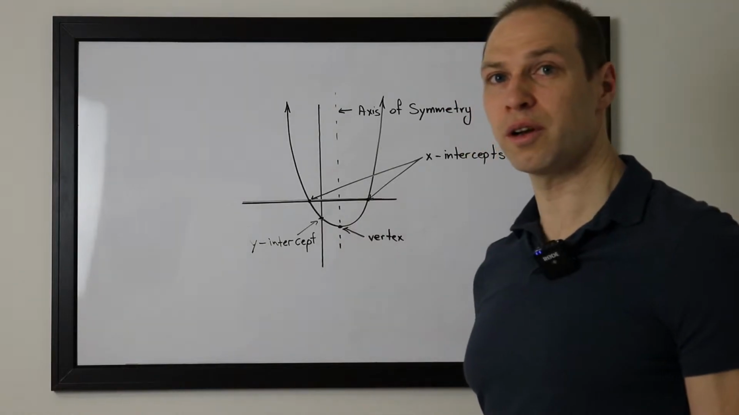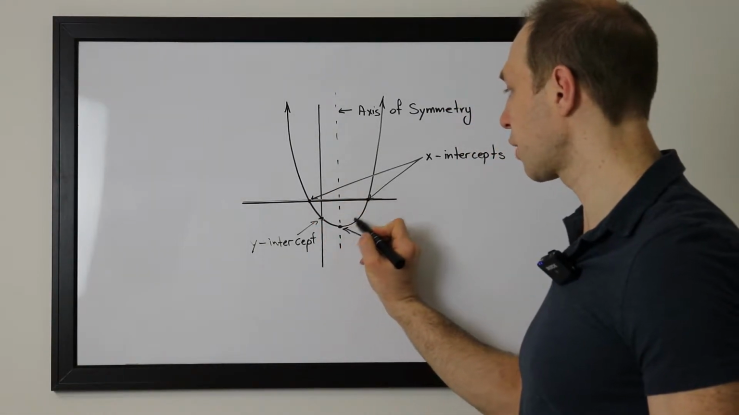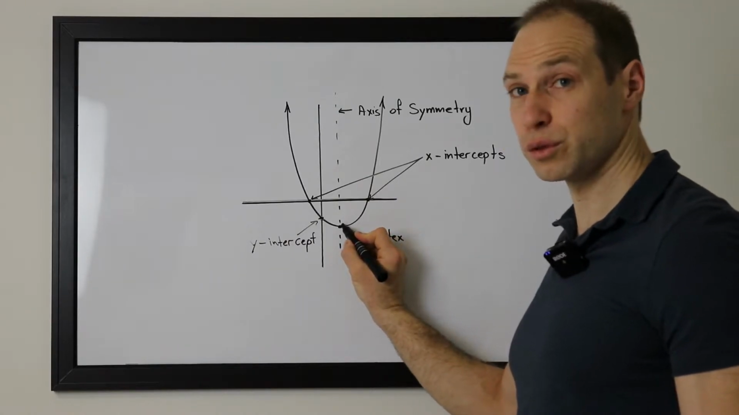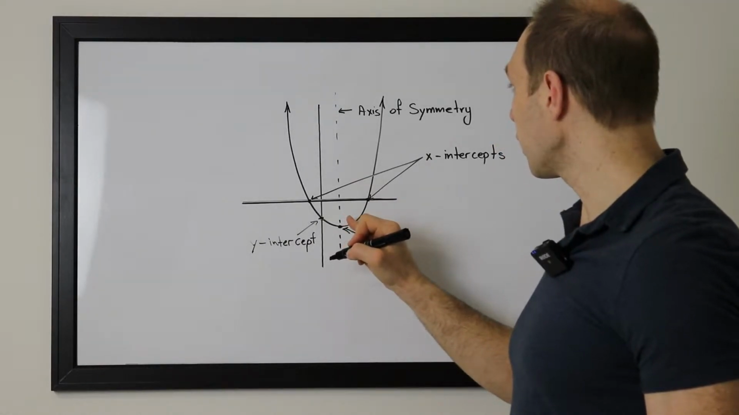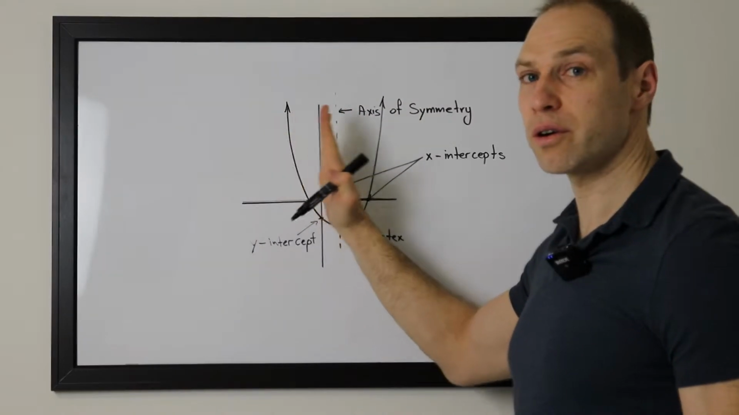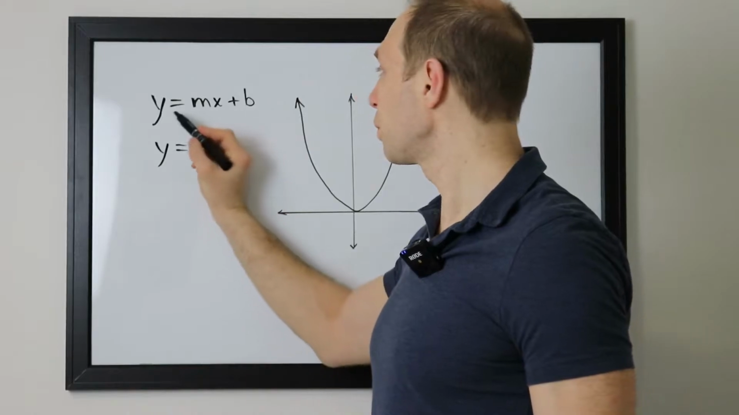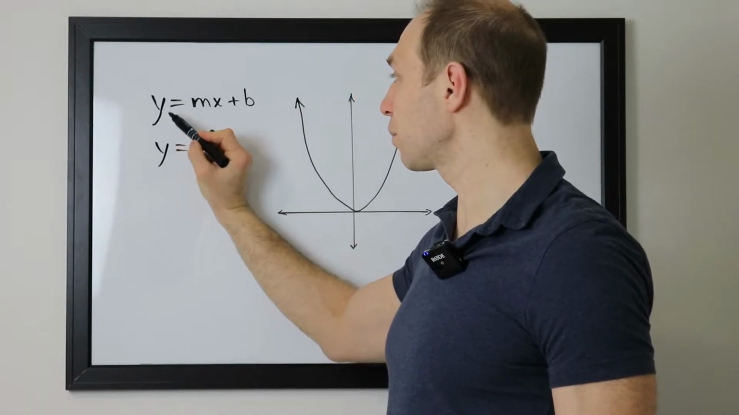Some terms you should be familiar with are the following. You need to know that the place where the parabola changes its direction is known as the vertex. And a line that represents a mirror-like image for both sides of the parabola is known as the axis of symmetry.